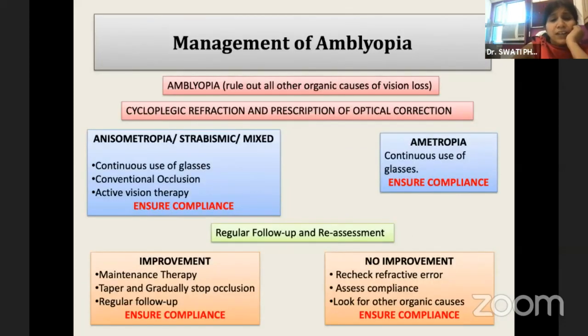So to conclude, in amblyopia, the first step is to rule out any cause of the amblyopia and treat it. Then proper cycloplegic refraction and adequate optical correction are a must. They have to be regularly followed up, the reassessment has to be done at each follow-up, and compliance has to be ensured.